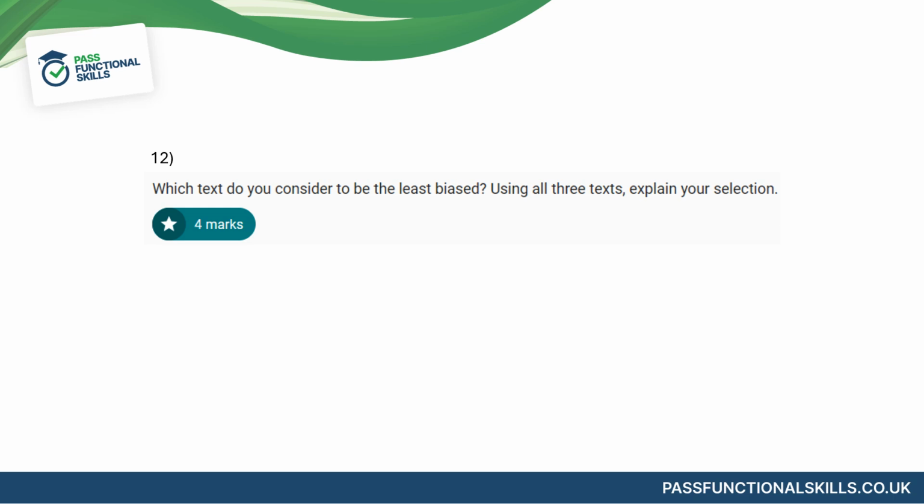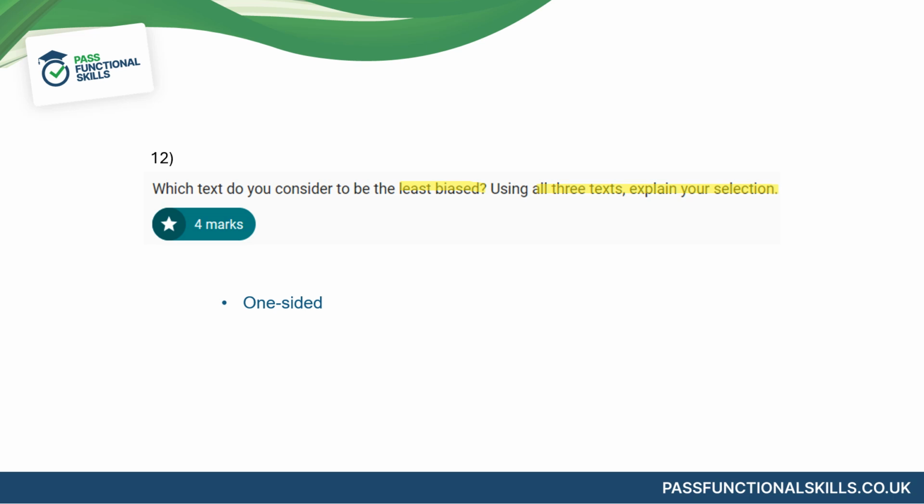Which text do you consider to be the least biased? Using all three texts, explain your selection. Okay, so this is a 4-mark question on bias. Now you should know from your revision that bias refers to a one-sided text. That's the number one thing we need to look for when thinking about whether a text is biased.